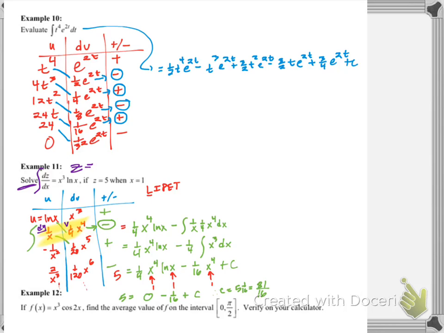So ultimately, here's our result. Here's the whole antiderivative with our brand new plus c, and we're home free. That's the specific solution to that differential equation through the given point.